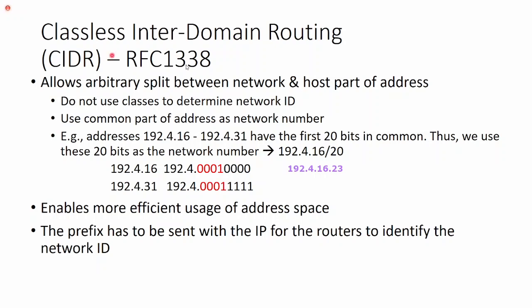If you are using a classless system or subnetting, then you show it like this. This classless system enables more efficient use of address space. The prefix has to be sent with the IP address for the routers to identify the network ID. That is why I told you that with the IP address you have to show this slash number. From the slash number, the router or any device will understand your network ID, because they can easily get your subnet mask. 20 means 20 ones, and the others are 0. Then they quickly do that AND operation and find out your network ID.